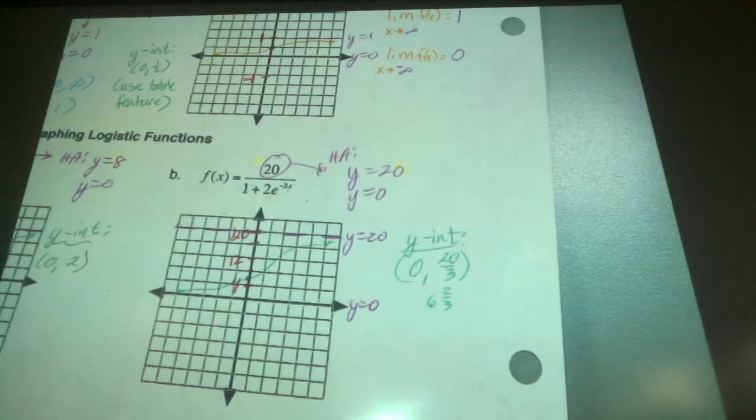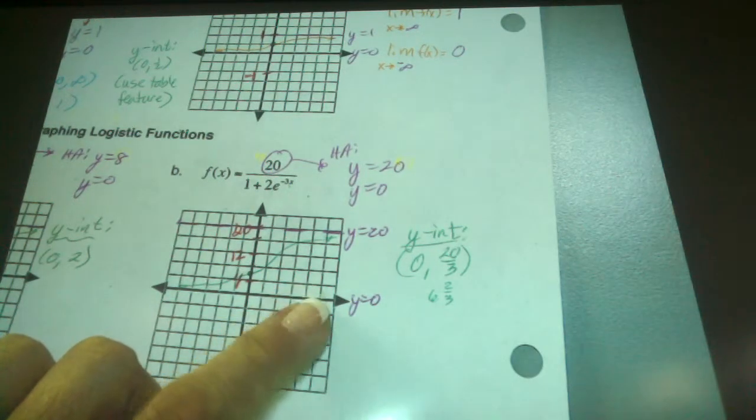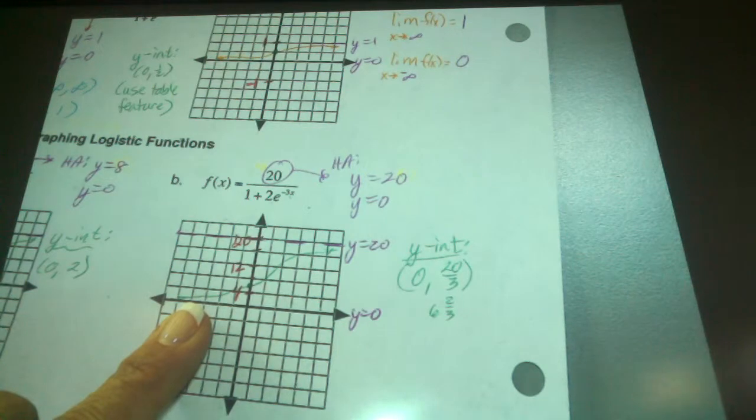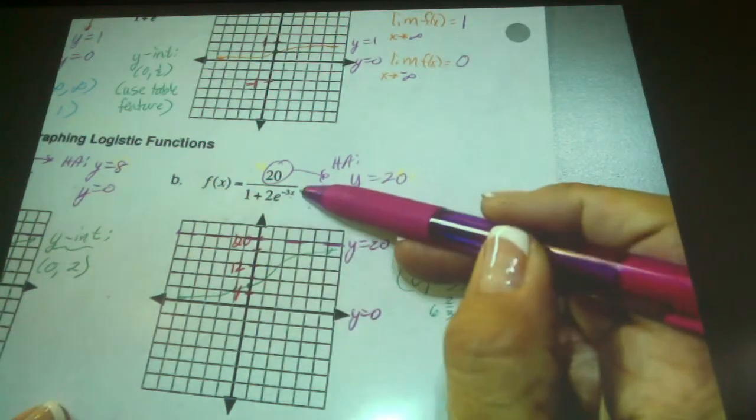Whatever that base is, you're going to raise it to a 0 power and it becomes 1. Any issues, problems, or concerns? So what's my limit as x approaches positive infinity on this side? 20. And my limit as x approaches negative infinity? 0. 20. What? The y-intercept, I just let x equal 0.